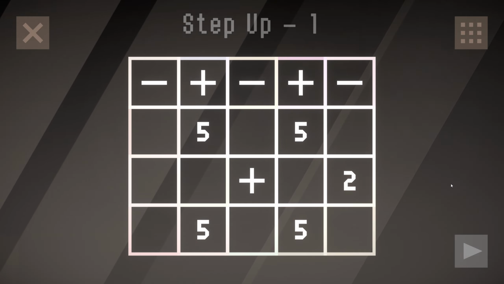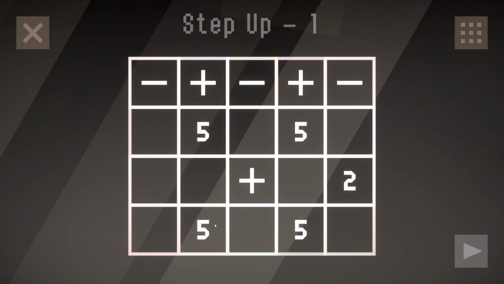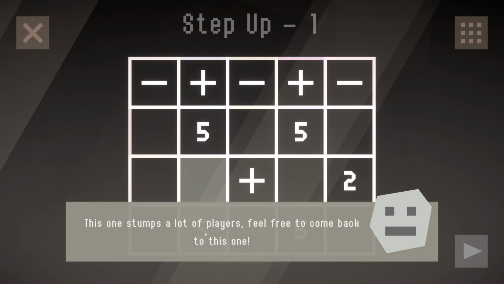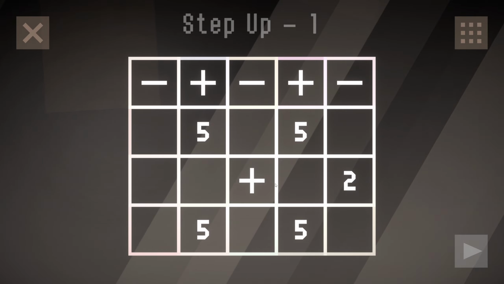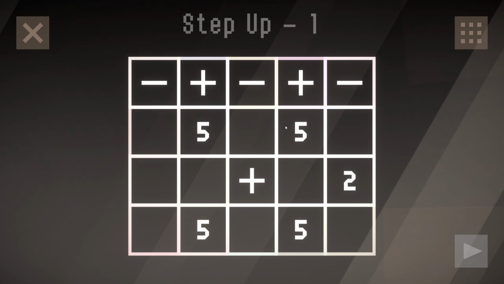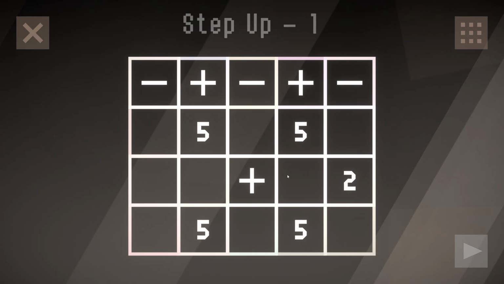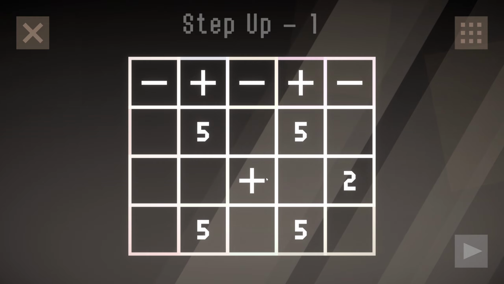Minus, plus, minus, plus, minus. Step up. Is this like... This one stumps a lot of players. Feel free to come back to this one. How does it know? An internal clock that's counting, obviously. But I've already skipped over like 8 puzzles. If it trips up a lot of people, does that mean there's some trick that I should be looking for?